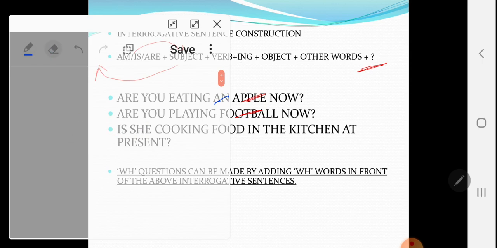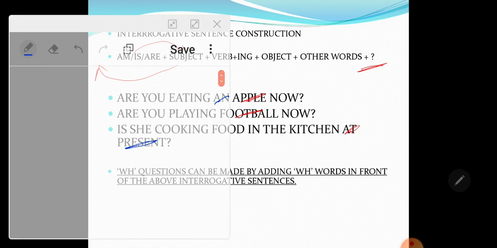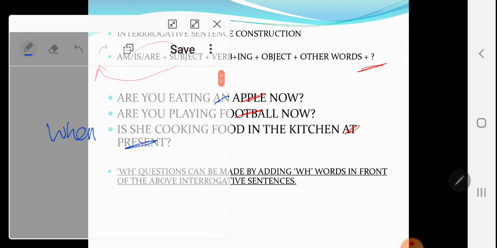Suppose we want to ask the question using when. So if we ask a question using when, we have to remove the words which suggest the time. When is she cooking food in the kitchen?